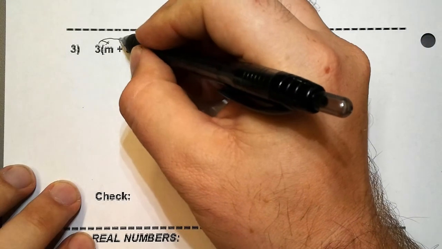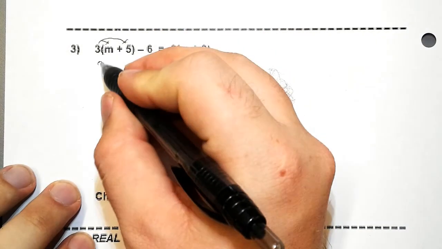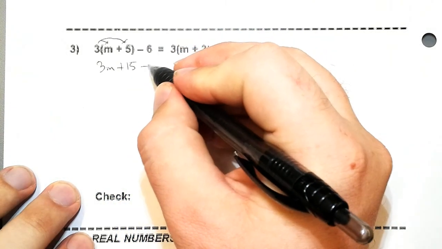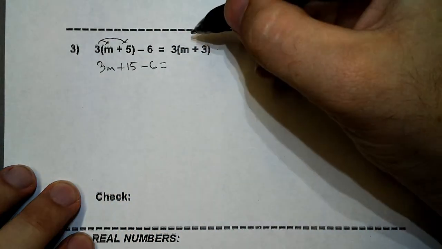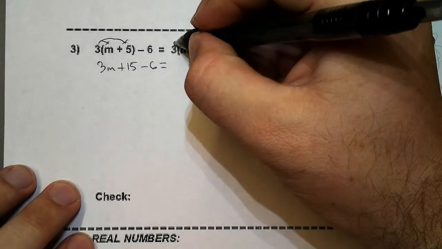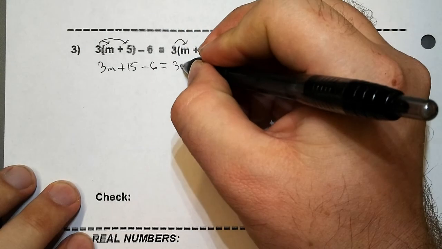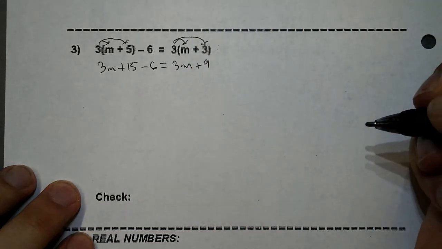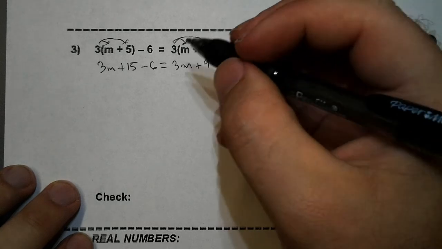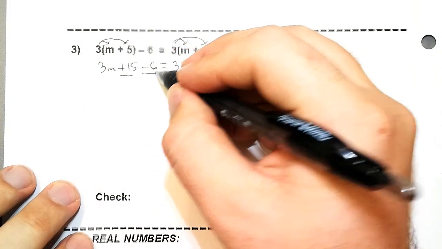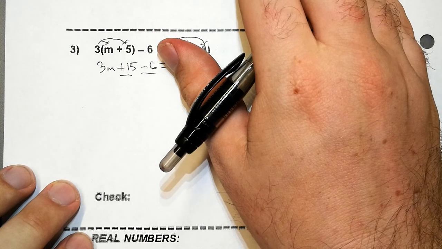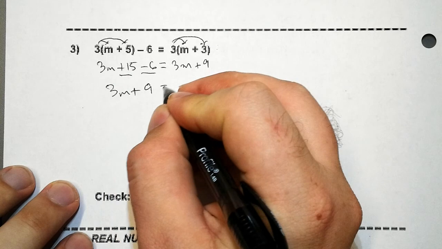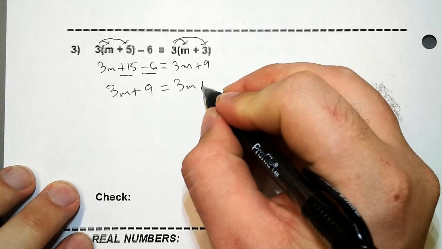So we got 3 times m, which is 3m, and then 3 times 5, which is 15. Bring everything else down, minus 6 equals. Now I'm going to go ahead and distribute on this side. 3 times m, which is 3m, and then 3 times 3, which is 9, plus 9. Do I have like terms? Yes, I do. I've got a 15 and a minus 6 on the left side.